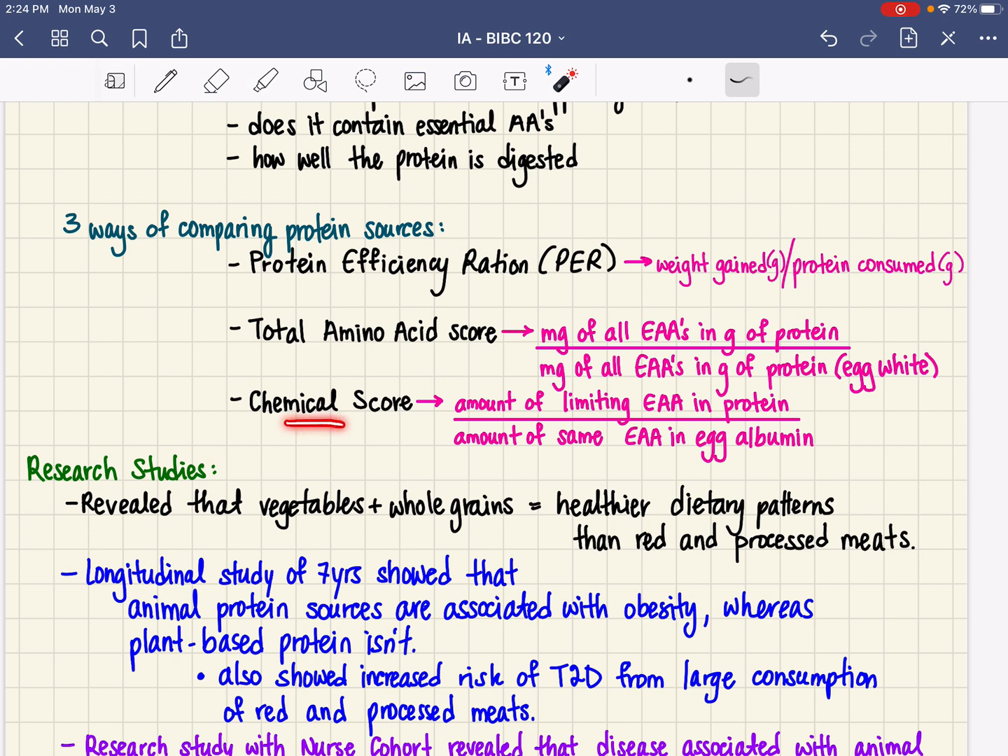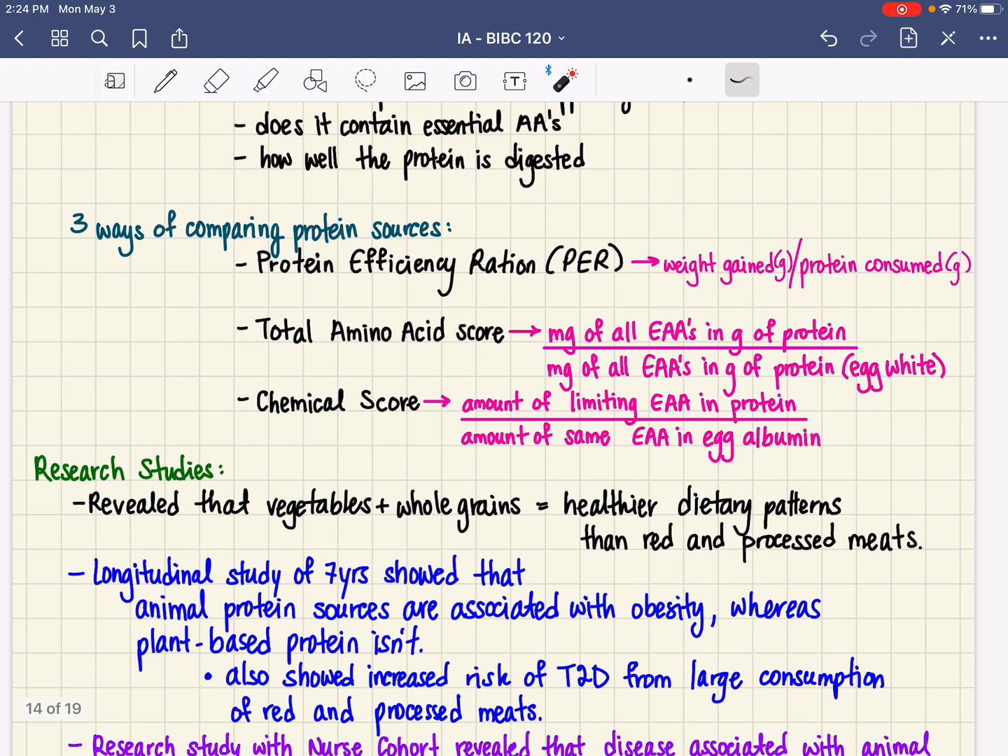And the third is the chemical score. The chemical score uses the amount of the limiting essential amino acid in the protein divided by the amount of that same limiting essential amino acid in egg albumin. And albumin is a protein in the egg. That's what makes the egg whites white when the egg is cooked. And if we take the essential amino acids in albumin, then that is what is used for the denominator of this calculation of the chemical score.